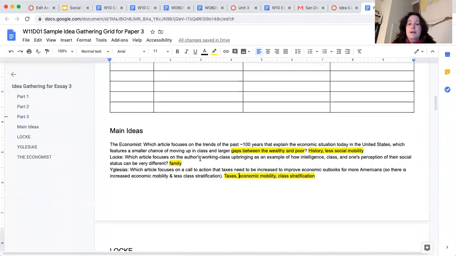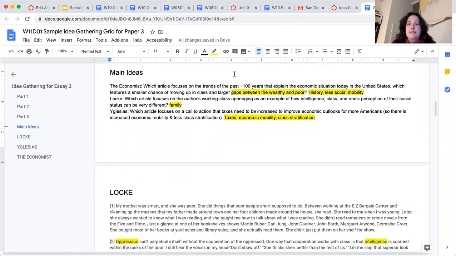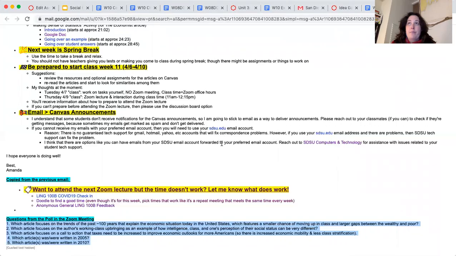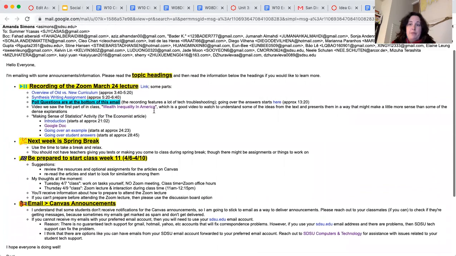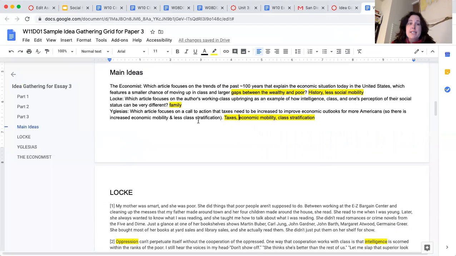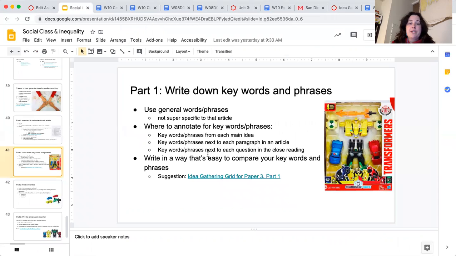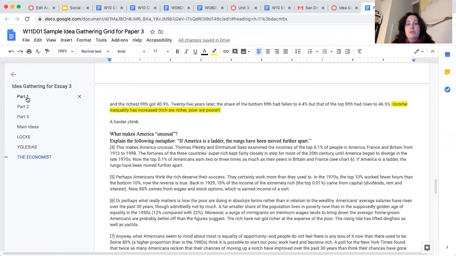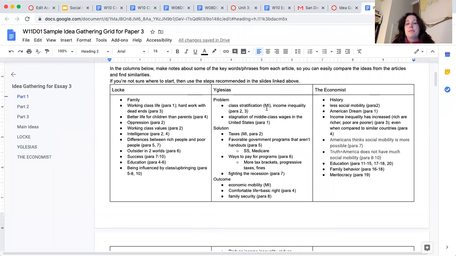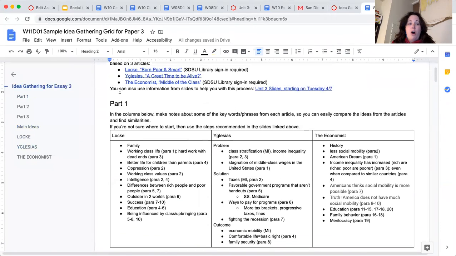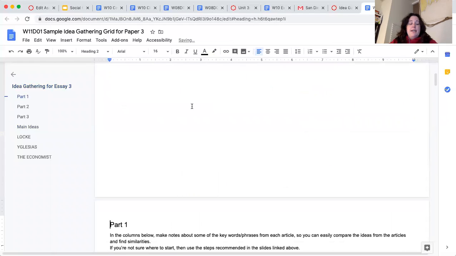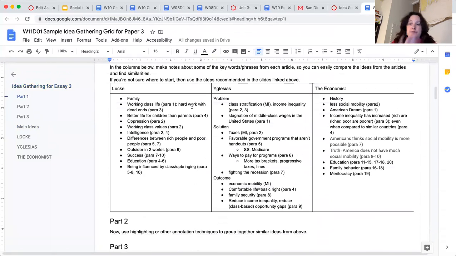What I've done is I've gone ahead and put the main ideas from March 24th in the email that went out on March 27th. So you have those main ideas, you have the various articles. I've gone ahead and done the annotating that is described in this slide right here. And I've taken those keywords and phrases and put them in a table in this document. So we've got this part right here.